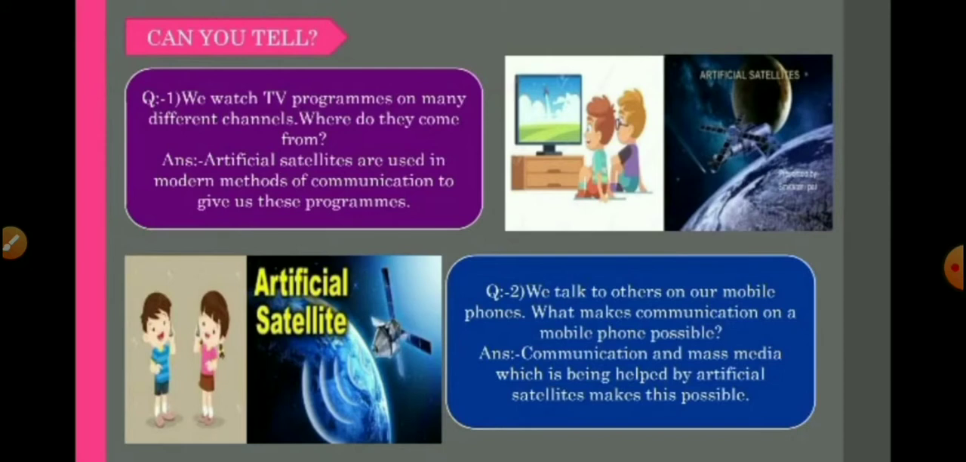Students, can you tell question number 1? We watch TV programs on many different channels. Where do they come from? Answer: artificial satellites are used in modern methods of communication to give us these programs.